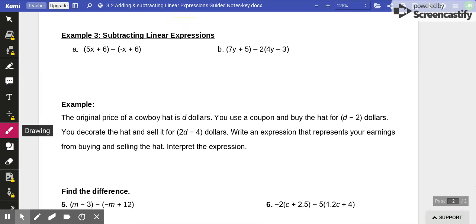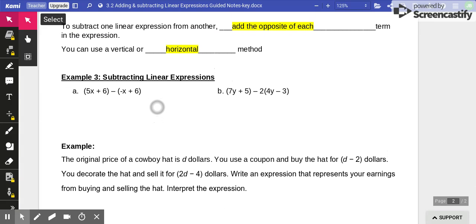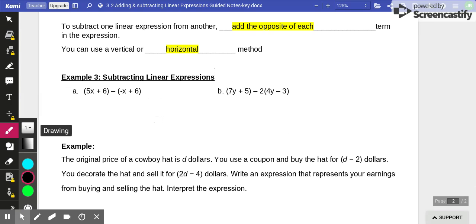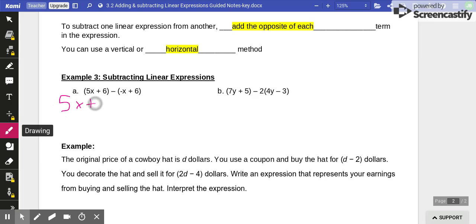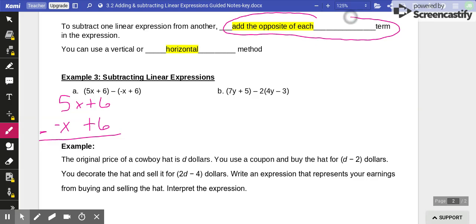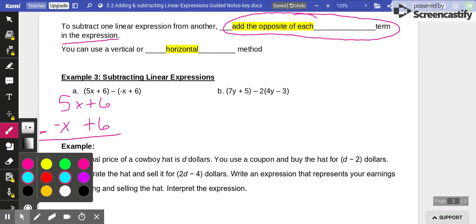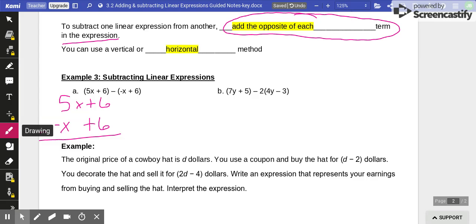So using what it says above, let me pull this back into view. So using what it says above, we have 5x plus 6. And it says minus. I'm going to line up my x's again. Here. So it says add the opposite of each term in the expression. So right now I'm subtracting. I'm going to add the opposite of each one. So I'm going to change that. So I have my subtraction sign, I'm going to make an addition sign. And the opposite of negative x is positive x. And the opposite of positive 6 is negative 6.